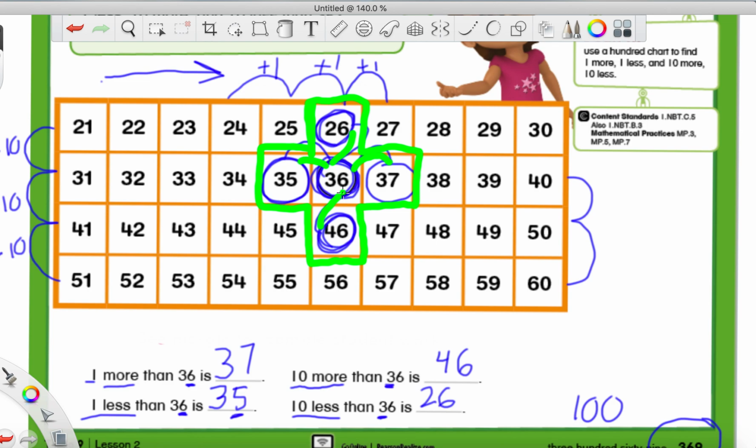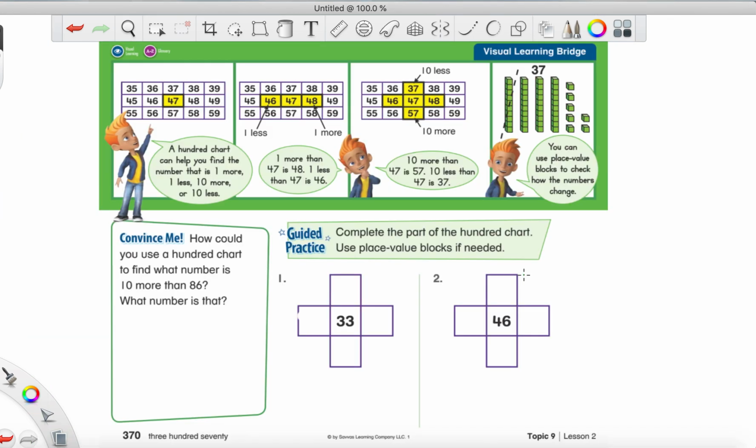All right? So let's go ahead and jump over to the next page. Let's turn the page. All right. So now we are on the next page. It is page 370. All right? So let's do this little convince me question right here. I know we don't do this very often, but I thought it'd be fun. It says, how could you use a 100 chart to find the number that is 10 more than 86? What number is that? Well, let's go ahead and practice.